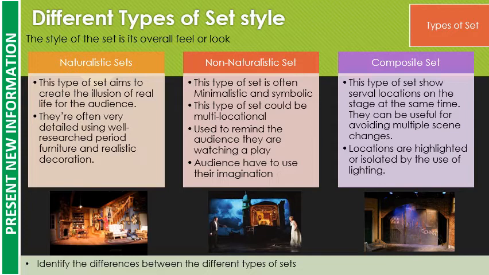And the last type of set is called a composite set. Now, this type of set shows several locations on the stage at the same time. They can be useful for avoiding multiple scene changes, and locations are highlighted or isolated by the use of lighting. So imagine on that set that you have a bedroom, you have a garden, and you have a dining room, and they were all in a line along the length of the stage. At different moments, you might want to highlight those different areas, and this is what we would call a composite set.